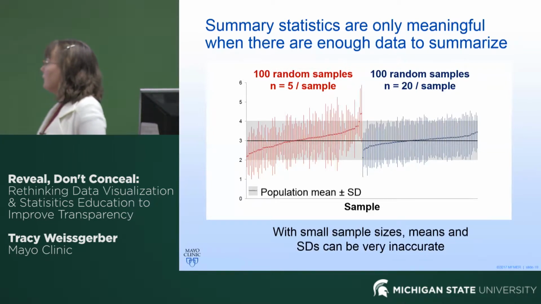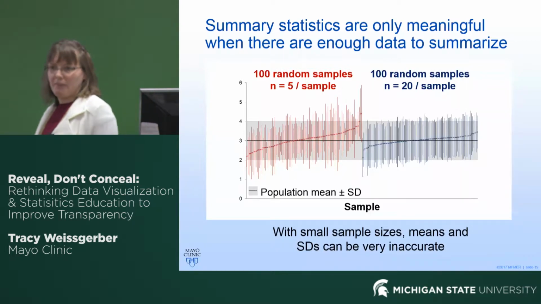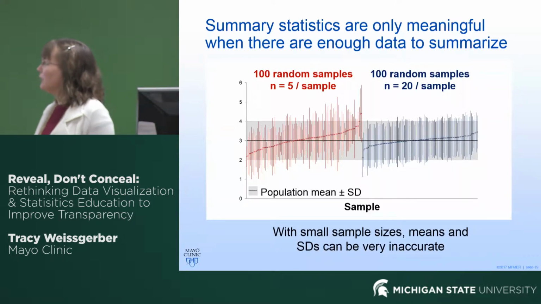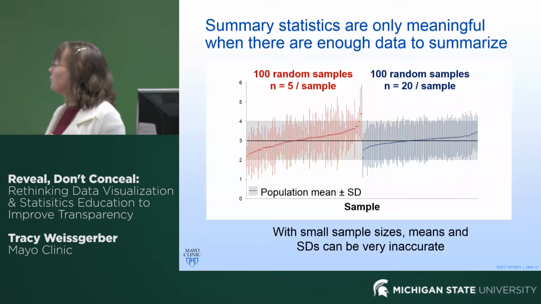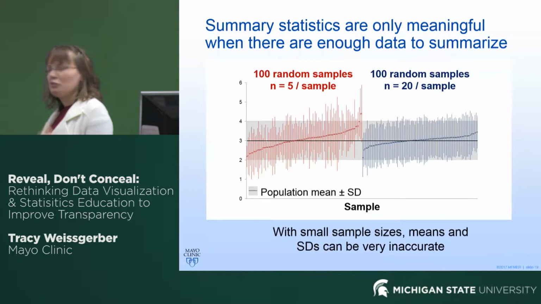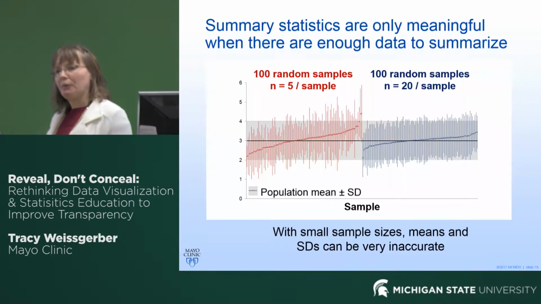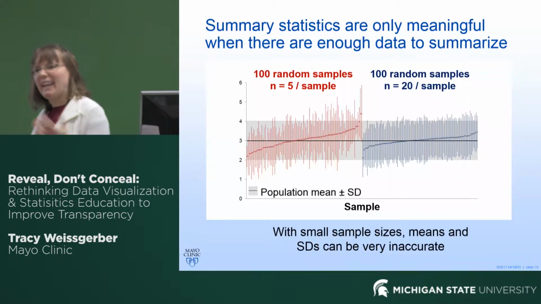So here we've created a data set that has a mean of this black line, and then plus or minus 1 standard deviation is shown by the gray shaded region. And then we've just drawn random samples from that distribution. And we did it twice, once with an N of 5 per sample, and once with an N of 20 per sample. And we're just looking at how much error there is in the summary statistics and how that depends on your sample size.